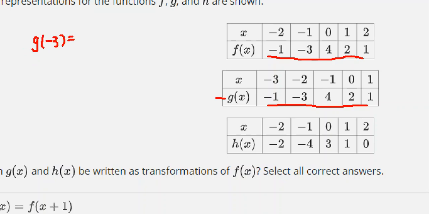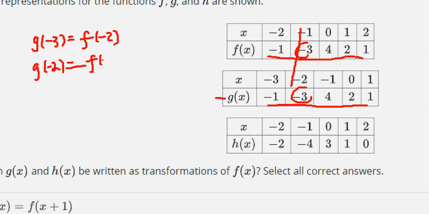So take a look at g of -3, which is -1. It is equal to f of -2, right? And then g of -2, look at -2. It's going to be the same as f of -1, right, if you look at the second column. And let's do one more. g of -1 actually is equal to f of 0.